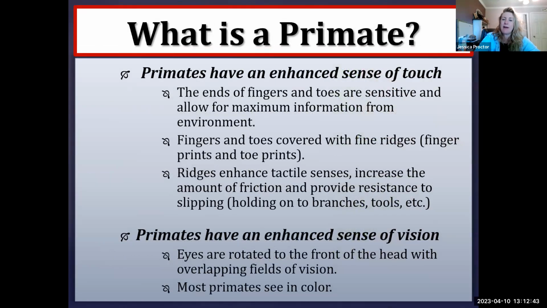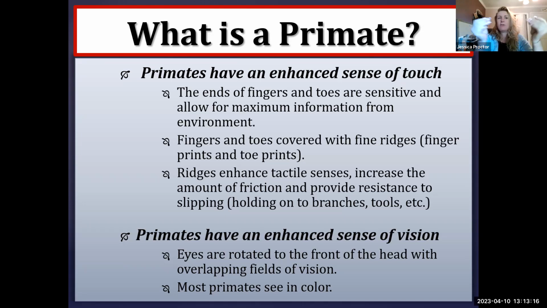All right, so as far as our senses go, primates have the highest reliance upon both vision and touch. You can imagine it goes along with our arboreal adaptation. If you're leaping from branch to branch, you really want to be certain where that next branch is. Primates also have good depth perception. They have stereoscopic vision that makes them able to successfully live in the trees. In addition, they have an enhanced sense of touch. The ends of our fingers and toes are sensitive and allow for maximum information from the environment.